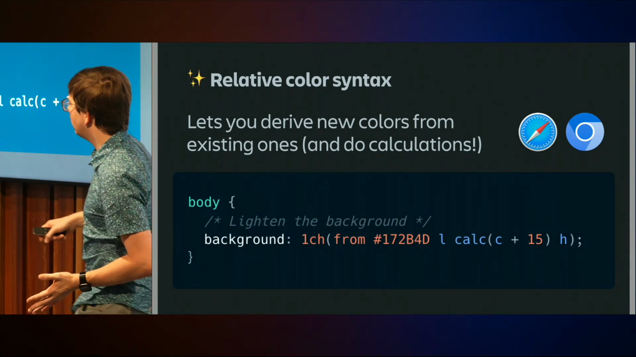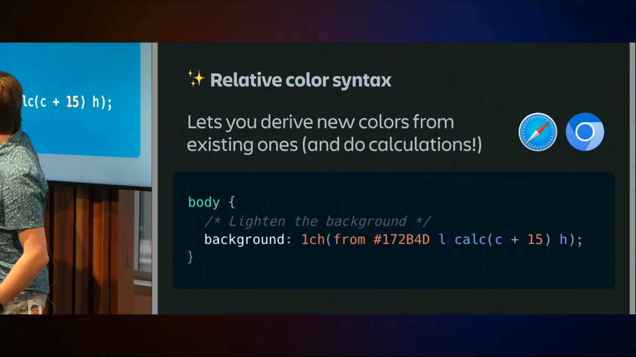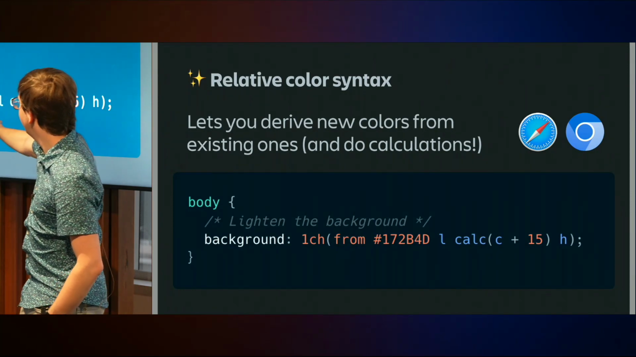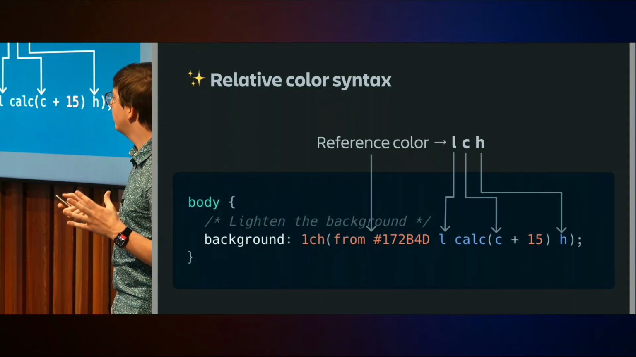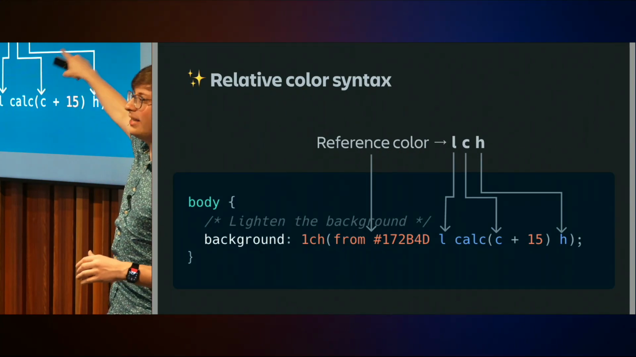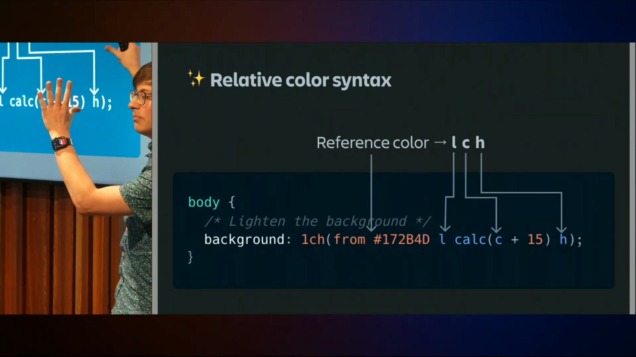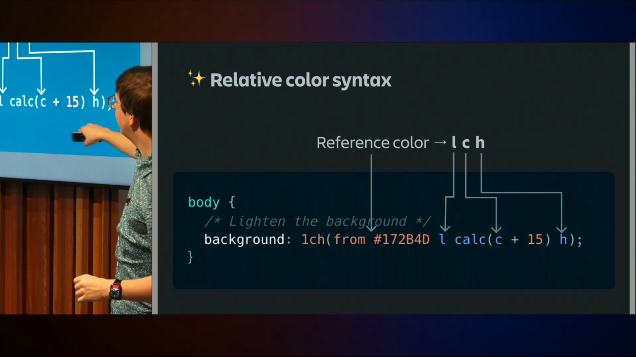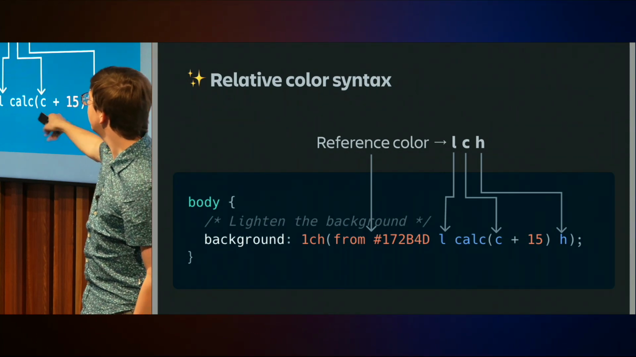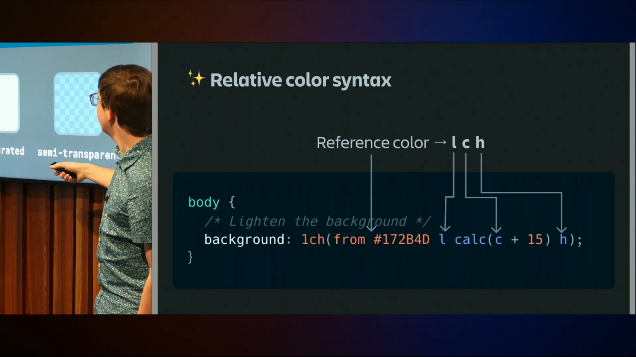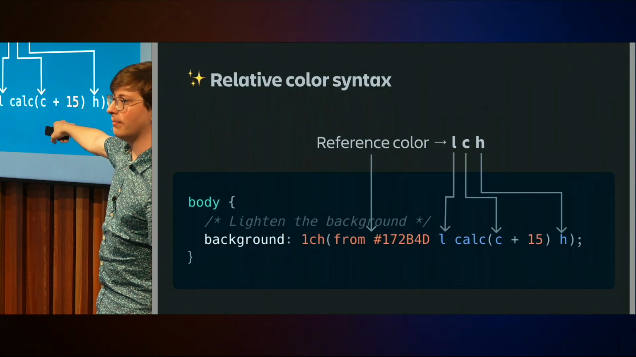So here's an example of a color. We're going from this color, 172B4D, and we're extracting out the L, the C, and the H. So we're converting it to LCH, extracting the parameters, and then we're doing stuff to them. In this case, we're keeping L and H the same, but we're adding 15 to the chroma.